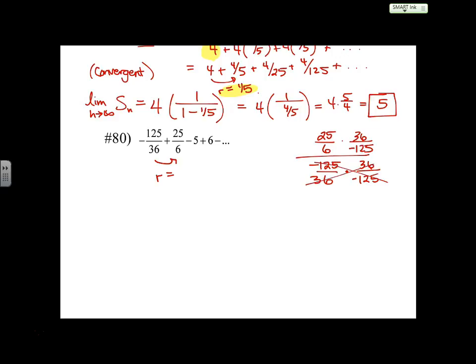Now I can reduce. I have a 1 and I have a 6 and I have a 1. Nope, that's not going to work. I have a, yeah, that works. 1 and 5.